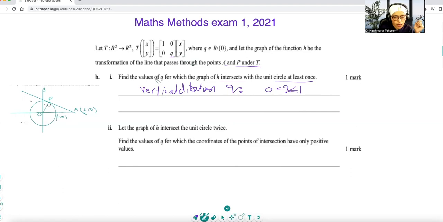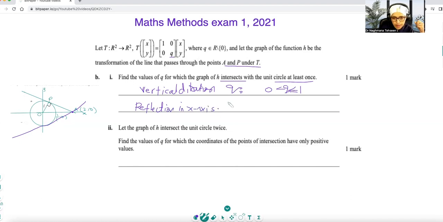And then what is the other possibility? If the line is something like this, then it would be the second scenario, and that would be a reflection in the x-axis.